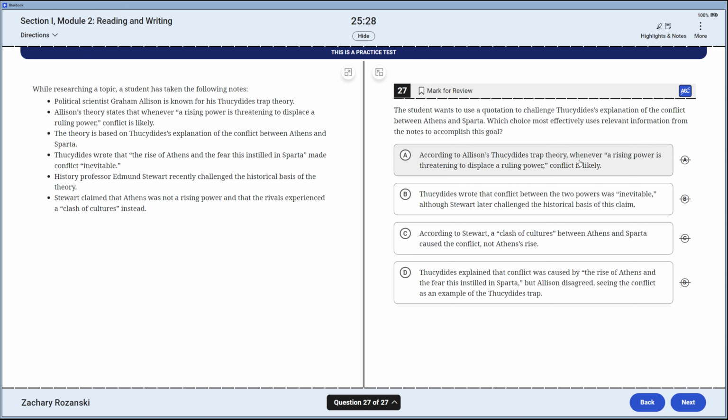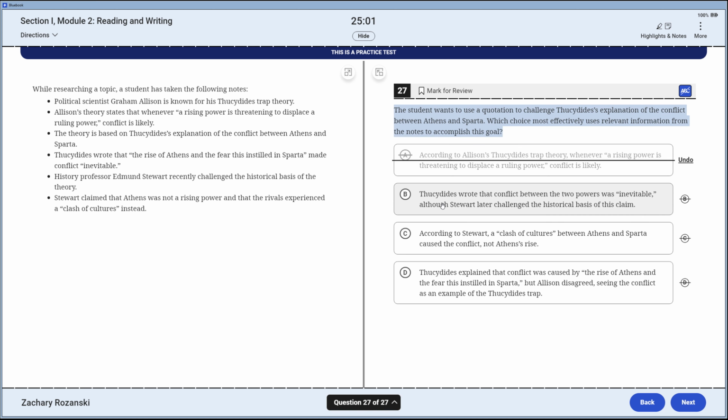I want to use a quotation to challenge the explanation of the conflict between them. I want to use a quotation to challenge this thing. There's the trick right here. If you got this question wrong, it's because you don't recognize this. I want to use a quotation to challenge this thing. And this thing can come in any form. "So according to this belief, a rising power's conflict is likely." This is quoting this thing, but I'm going to use a quote to snap back against this thing.